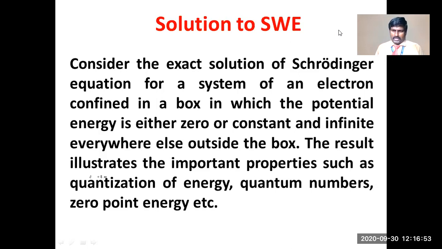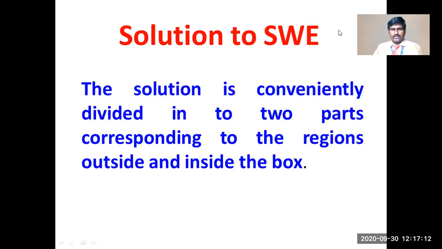that is, the energy of the electron can be calculated, and we are giving quantum numbers as a solution for the Schrodinger wave equation, and we are going to find out the zero point energy. That means at the first orbit, what will be the energy of the electron. All these things we are going to determine by this solution. The solution for the Schrodinger wave equation is inside the box and outside the box.